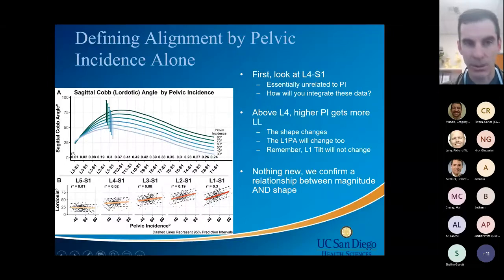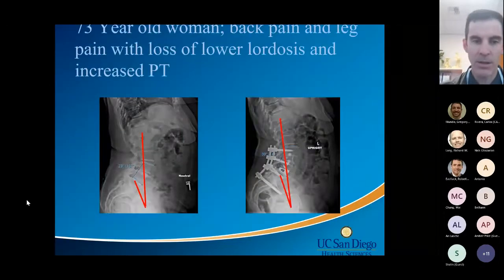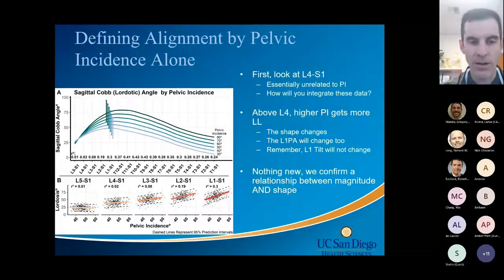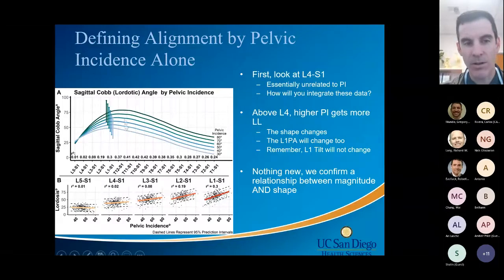L4 to S1, right? The low lumbar lordosis, where everyone says you should have 2/3. It's unrelated, right? It's closer to 40 degrees, and it is only once here. And where'd my arrow go? You can see here, right, that these different bars are different pelvic incidence models. They don't diverge until we're up at the L3, L4 disc.